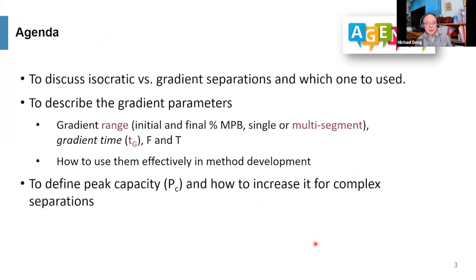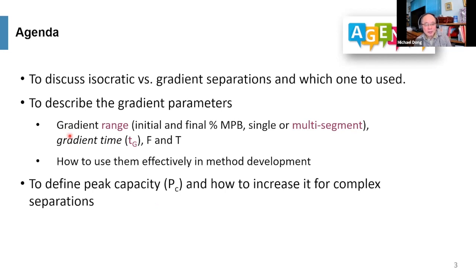So the agenda is to talk about what's isocratic, what's gradient. Now, for most of you, you know what is isocratic, what's gradient. Isocratic is very simple. You have a fixed mobile phase. Gradient, you have a changing mobile phase. And also which one to use, right? So we talk about, well, how do you know which one to use, right? This is actually very simple, but we can make it less simple in this case.